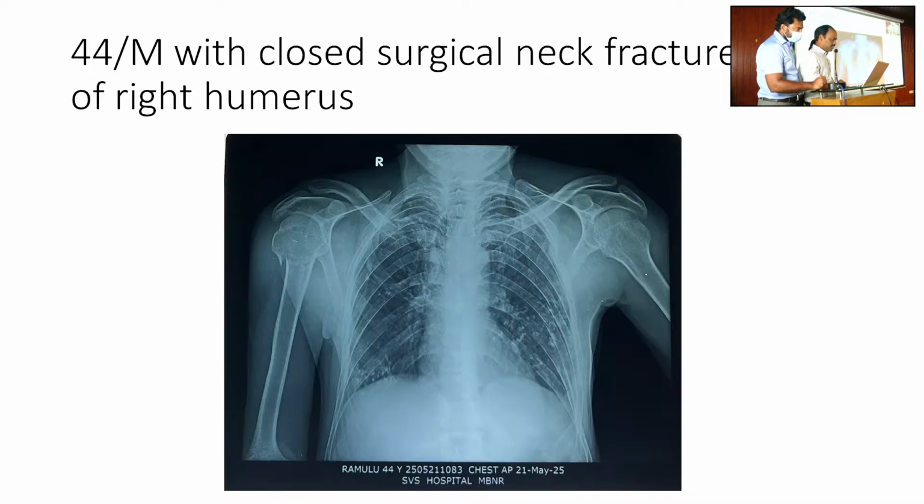A 44-year-old male with a closed surgical neck fracture of the right humerus. Needs classification. Two-part only: head, shaft, greater tuberosity and lesser tuberosity. What about the clavicle? The clavicle is normal.